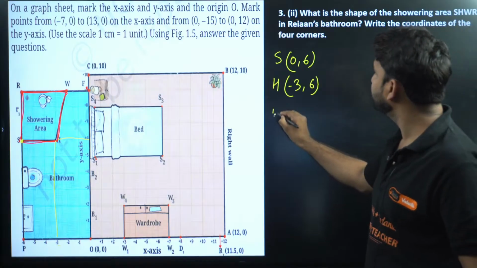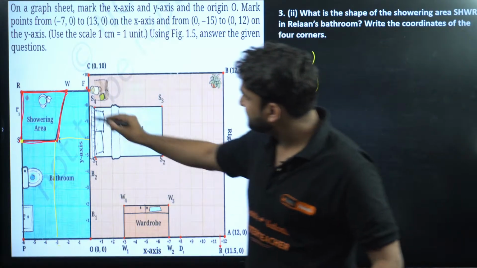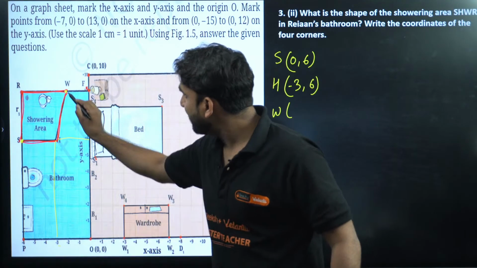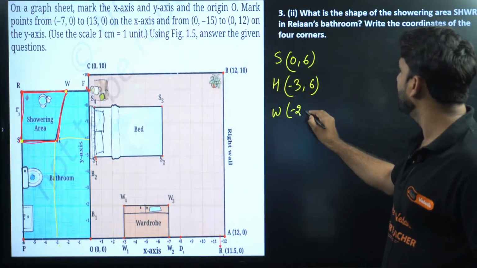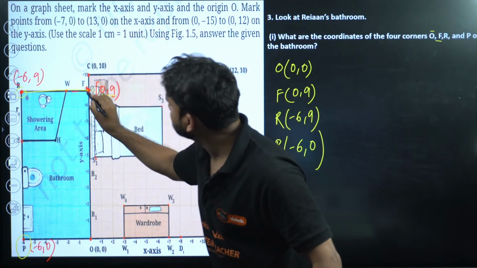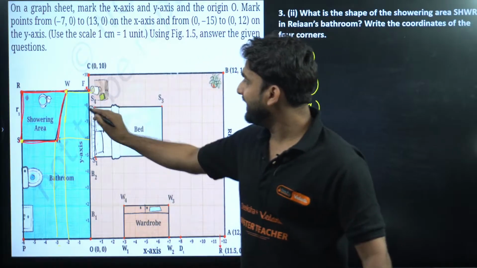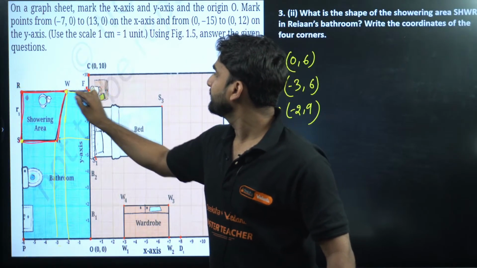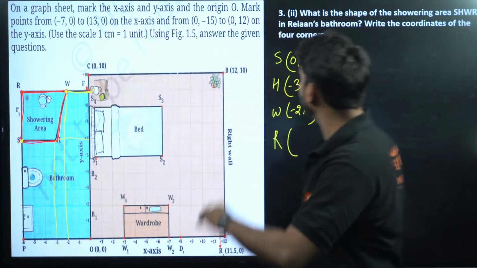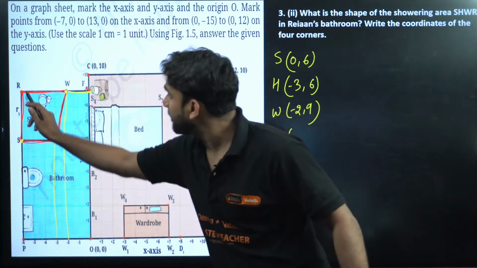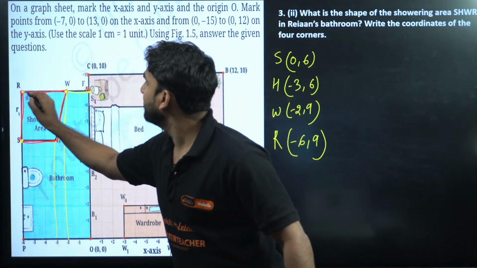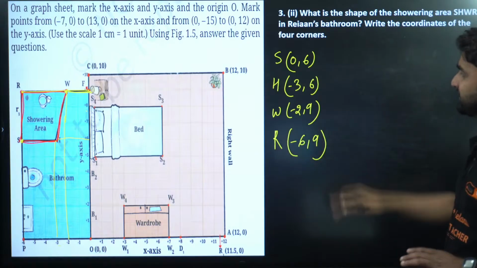Now moving to W. Where is W? This is W. W has x coordinate -2 and y coordinate 9. So -2, 9. Can you see here? This is -2 and this is 9. So that's why I'm writing here -2, 9. Now moving to R. Where is R? This is R, and we have already written in the previous question the coordinate of R: -6, 9. So these are the coordinates.